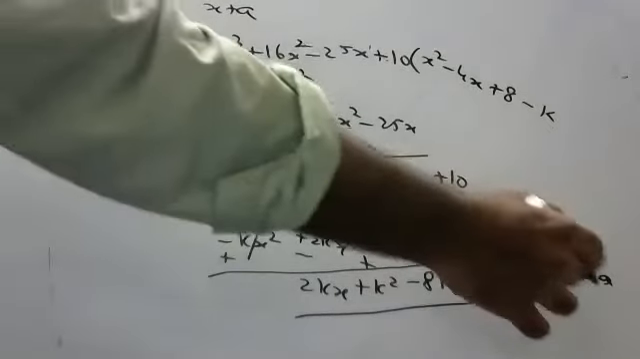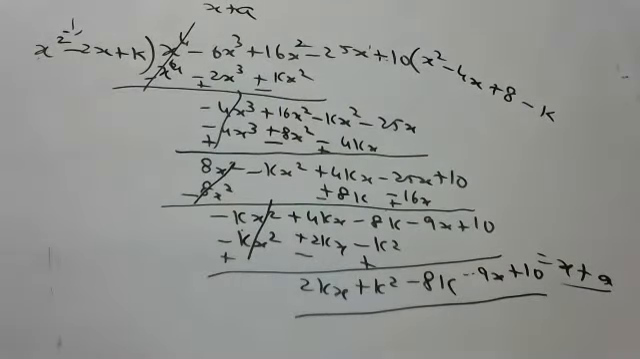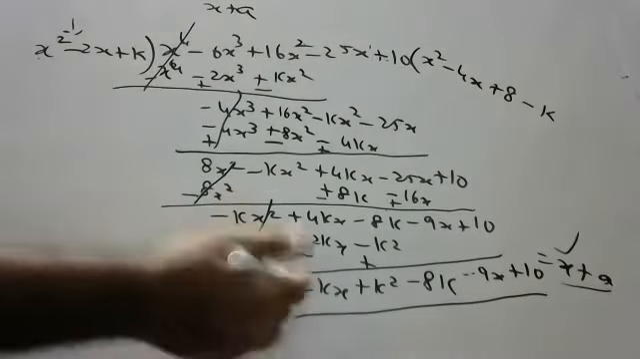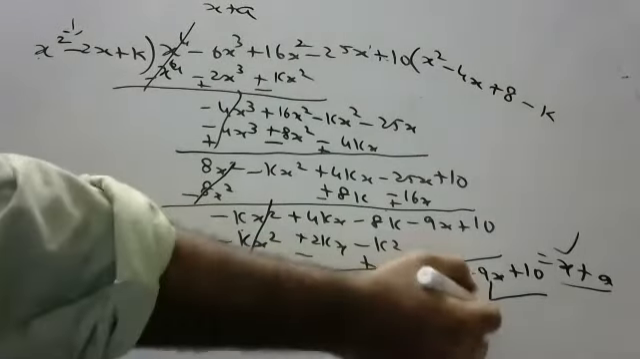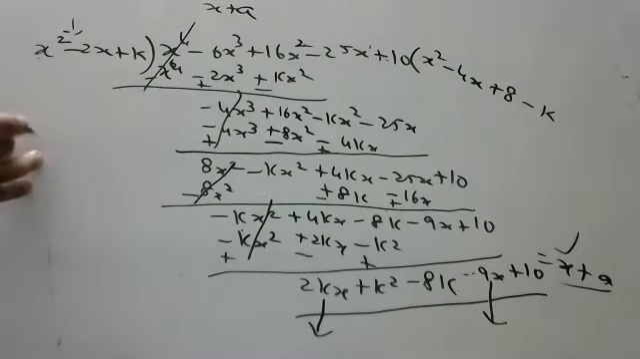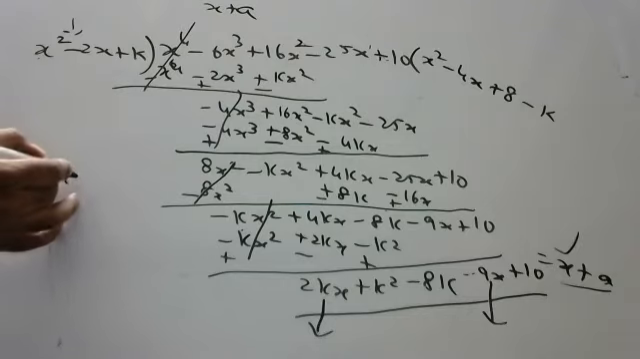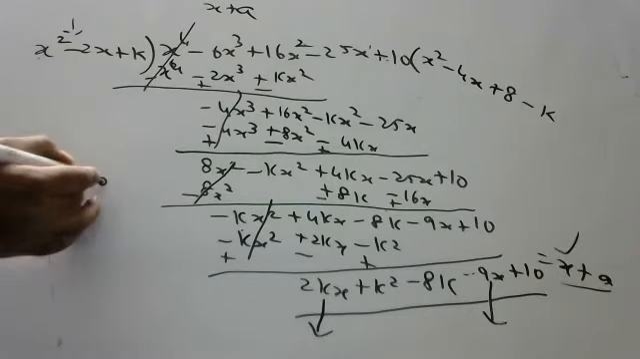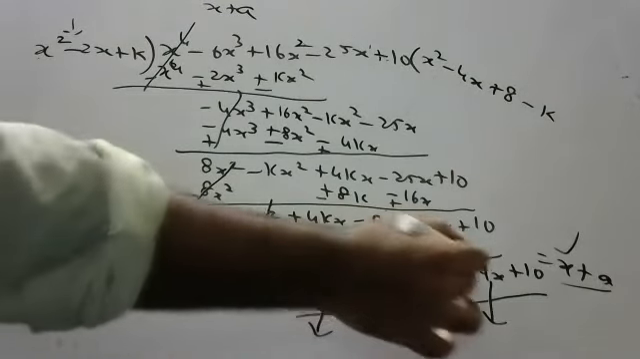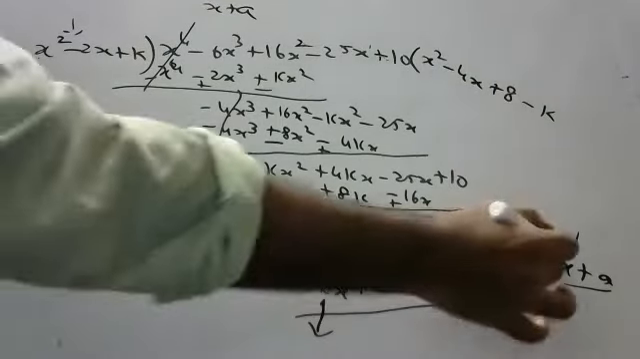This whole remainder you should compare with x plus a. All x terms you compare with x, and which don't have x you compare with a. Again I'm saying, all x terms. This is an x term, this is an x term. Those x terms you compare with x. See, children, 2kx minus 9x is equal to x.